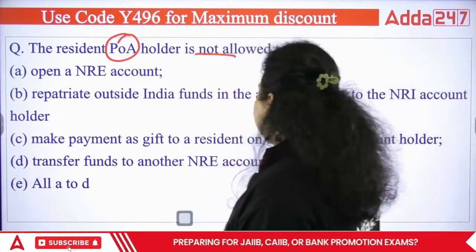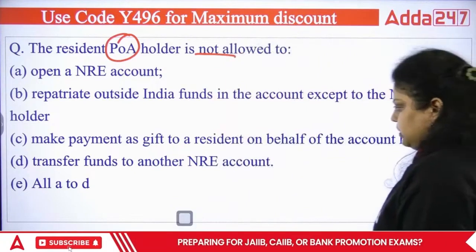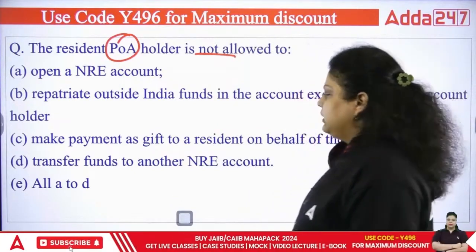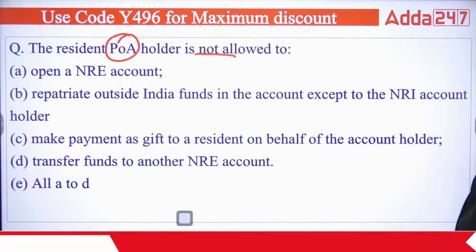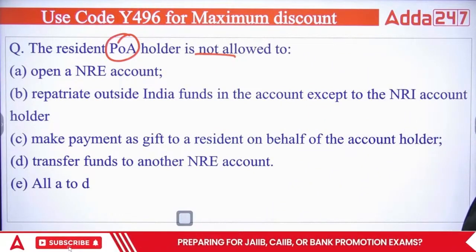Make a payment as a gift to a resident on behalf of the account holder. Transfer funds to another NRE account. All of A to D. Now let me know which of the following is correct.